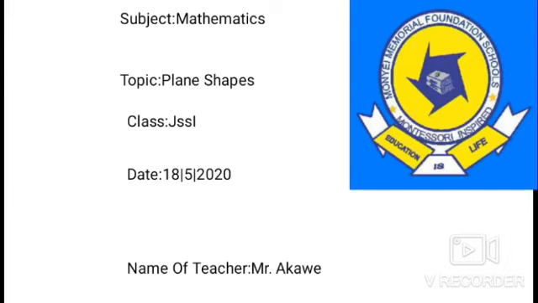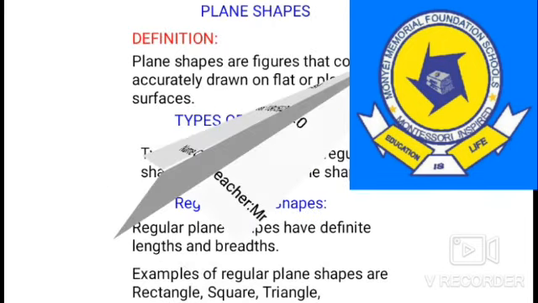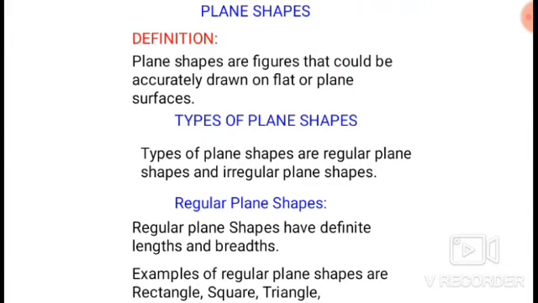The subject of today is mathematics, and we are going to consider a topic in this maths. The class is JSS1, and the topic is plane shapes. Definition: plane shapes are figures that could be accurately drawn on flat or plane surfaces.